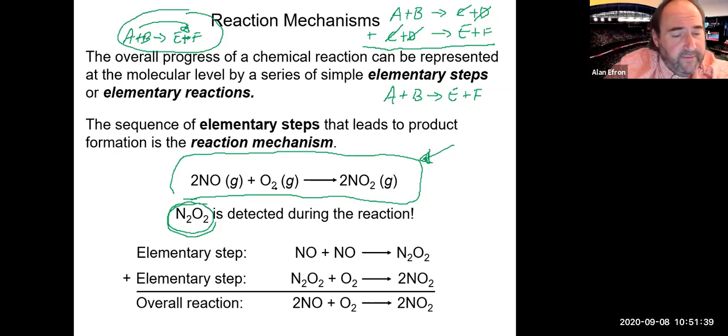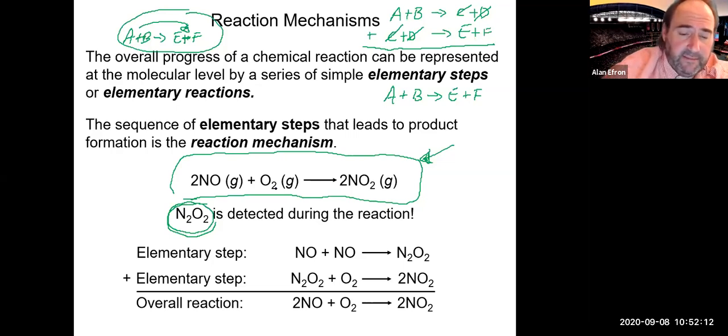So one way to explain why we do see N2O2 when this reaction occurs is through a reaction mechanism. And what that would imply is a couple of things: that somewhere in this mechanism, we do have to produce N2O2, which is why it can be detected as this reaction is taking place. But also, based on the overall reaction, we know that by the time the reaction is done, the N2O2 should also be gone. So it shouldn't be there anymore.